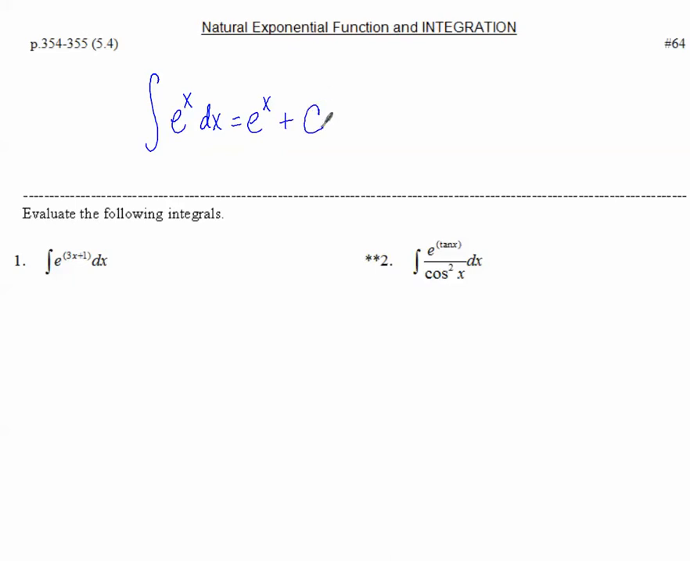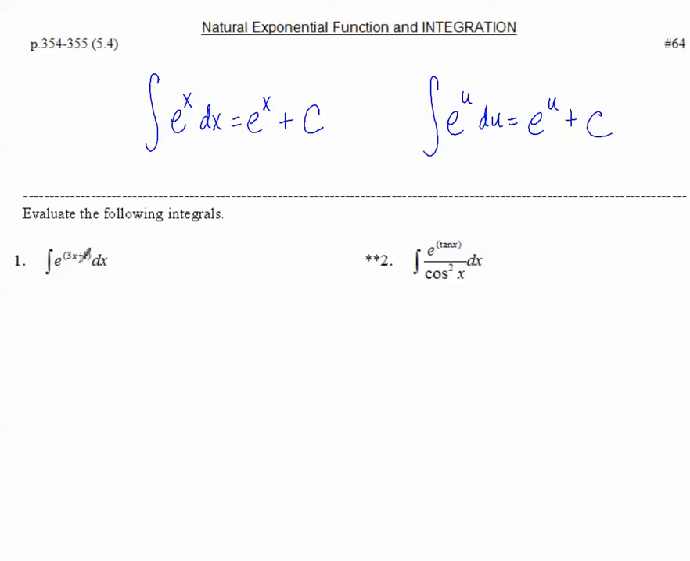Now you may need to use a substitution, so maybe you think of it as the integral of e to the u with respect to u, but that's e to the u plus c. So that's it. Let's take a look at some of these integrals that aren't just e to the x and practice our exponential function using some u substitution.